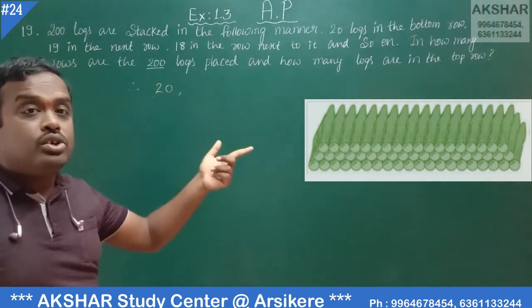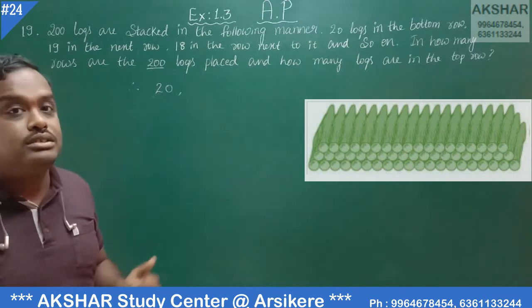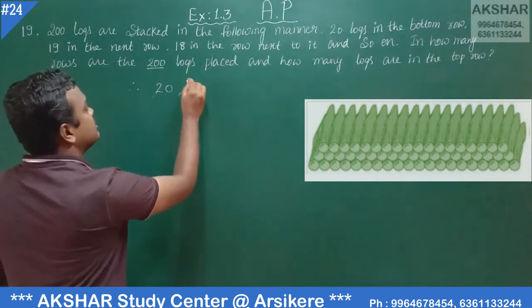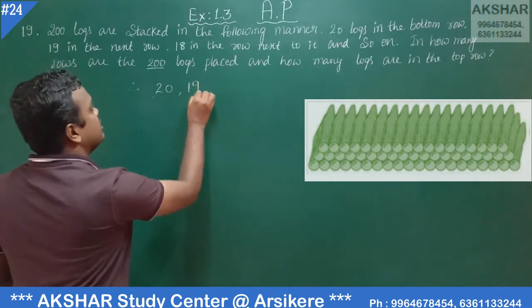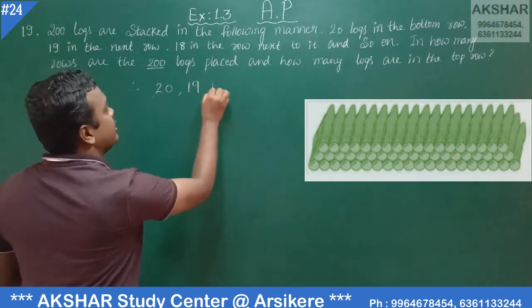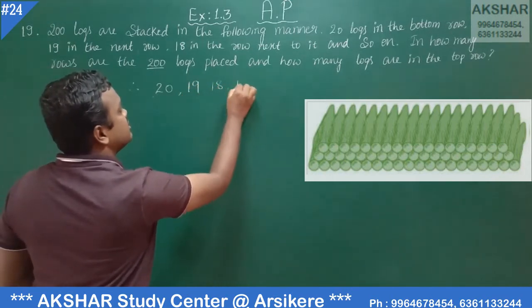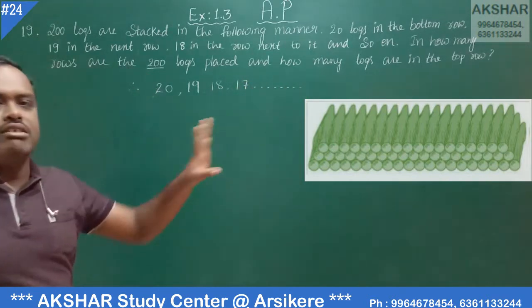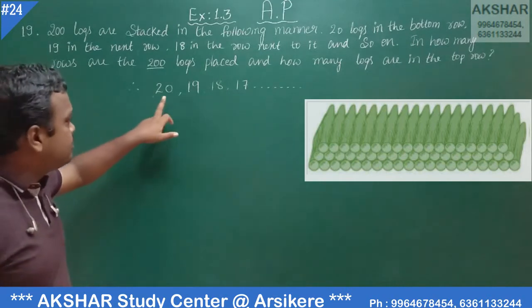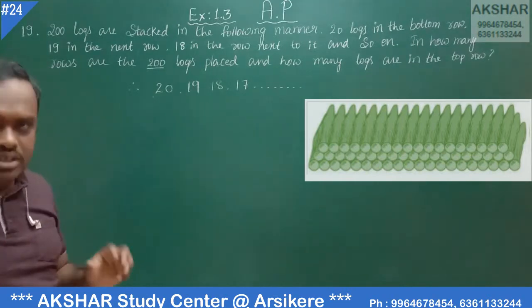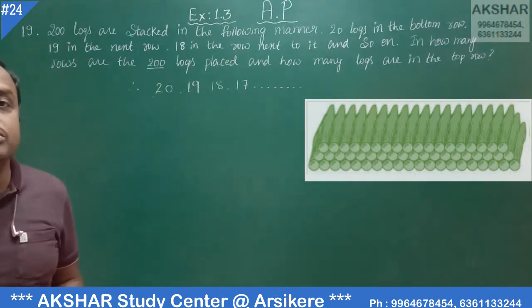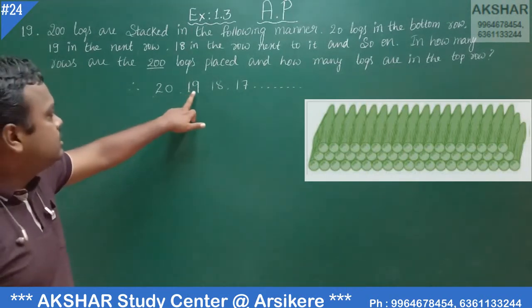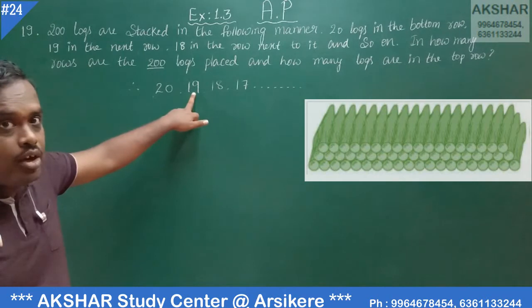In the second row, nothing but the second term, how many logs are there? 19. There are 19. Next, 18. Next, 17, and so on. In this manner, they have arranged. You observe this arithmetic progression. Is it then that these terms are following the rules of arithmetic progression? Exactly, this follows because a2 minus a1, we are finding the common difference.